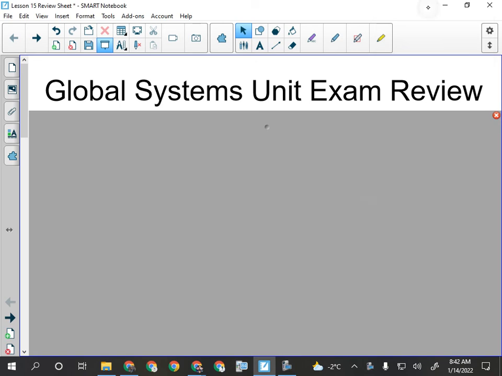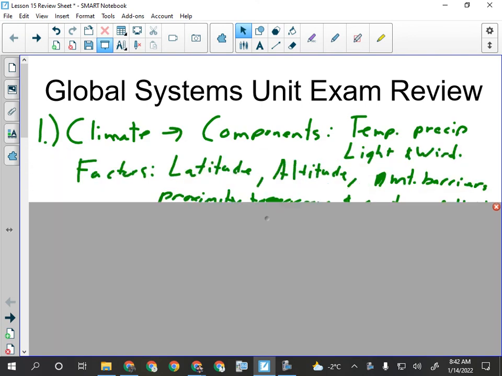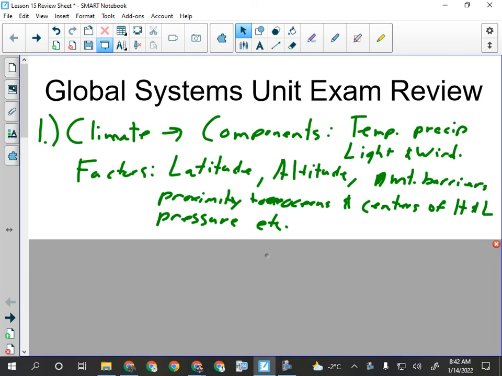Okay, so the first thing we went over in this unit was so long ago, you know, Monday. And on Monday, we went over climate. Okay, what do you need to know about climate? You need to know these things. You need to know what the 4 components of climate are: temperature, precipitation, light, and wind. Okay, you got to know the 4 components. And you need to know the factors that affect those 4 components.